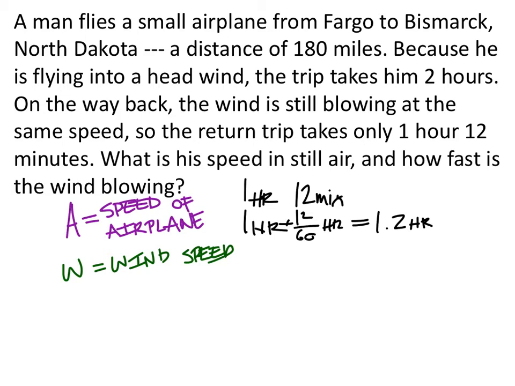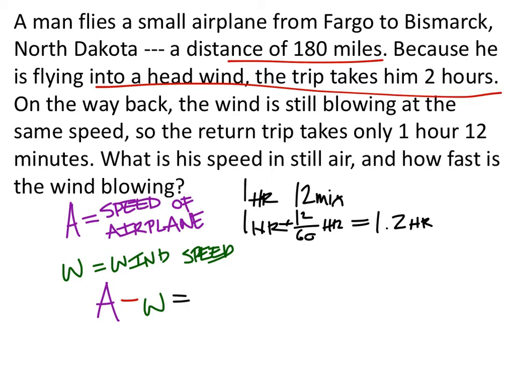All right. So just to start off, it says that he went 180 miles. And this was into the wind. Took him 2 hours. Okay. That means that you would have the speed of the plane, and you're going to subtract the speed of the wind. Okay. And that would equal the 180 miles in 2 hours, which really is just 90 miles per hour, right?